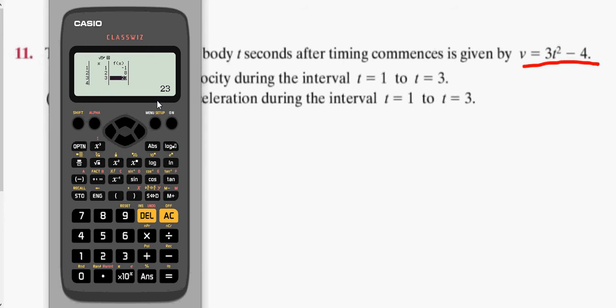If I did every half a second, I'd get a different answer. It depends on how narrow you make the gaps. See the way I'm only taking it every second? In second 1 you're going minus 1. After 2 seconds you're going 8 meters per second. After 3 seconds you're going 23 meters per second. If I made that gap really, really small, I'd get a more accurate answer. Does that make sense?